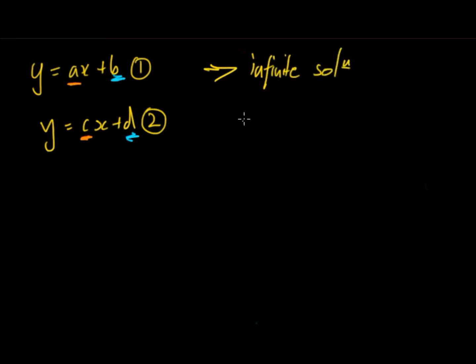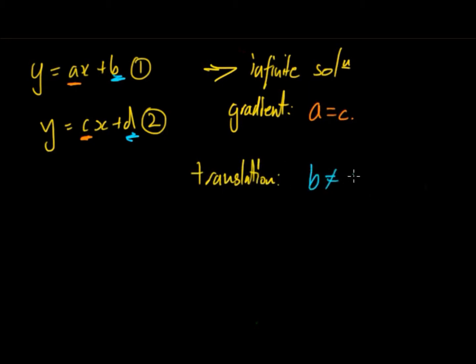So let's say I wanted infinitely many solutions. If I want infinite solutions, I think first about the gradient. Now the gradient has to be the same. Therefore, a is equal to c. Then I think about the plus or minus c, so the translation. And then the translation has to be different. So that means b cannot equal d. Now as there's no numbers at the moment, this seems a bit confusing. Once you see a question, this will make a lot more sense.